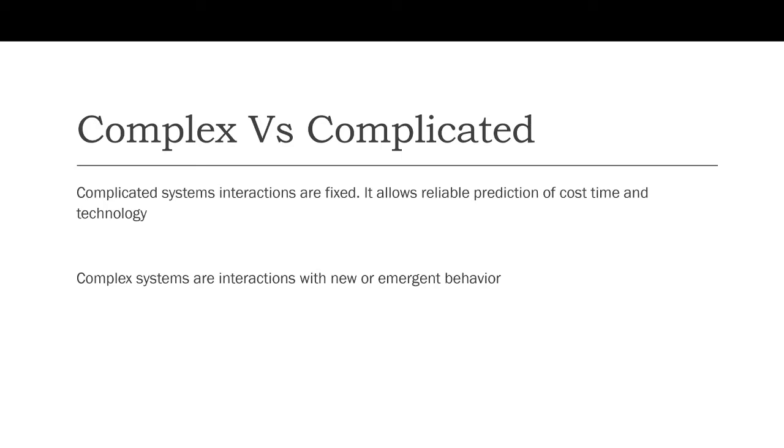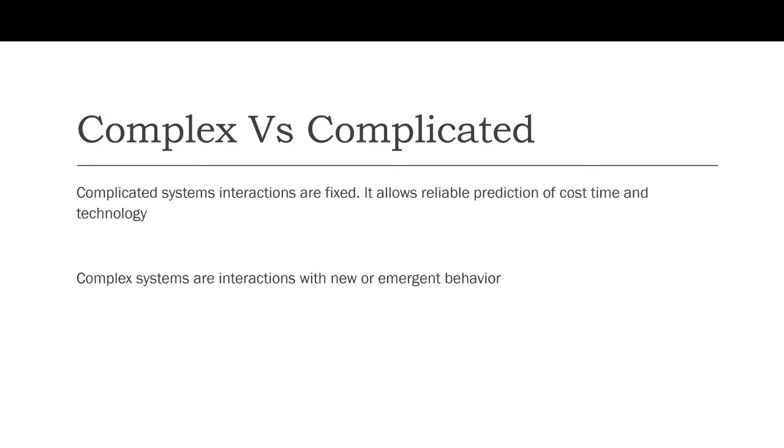So complex and complicated. Complicated is more like you can create that system. It is fixed, it is predictable, and you can estimate the time, you can reliably estimate the cost, and you have the technology. All right.